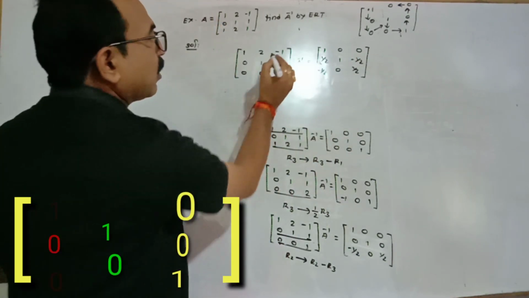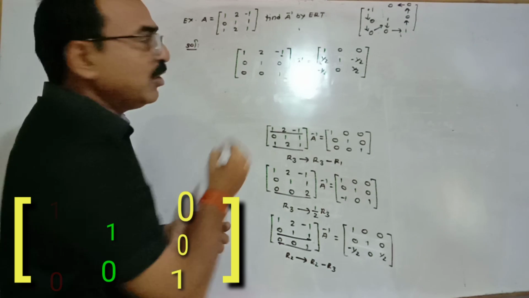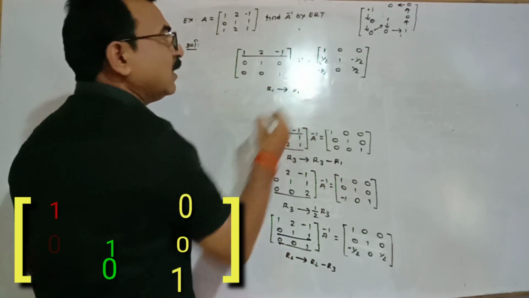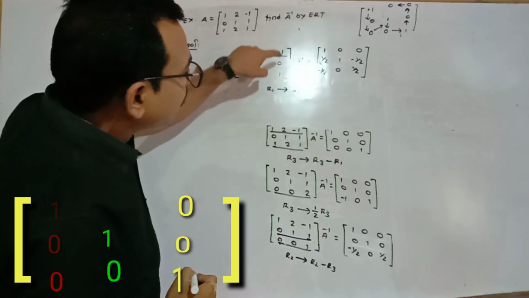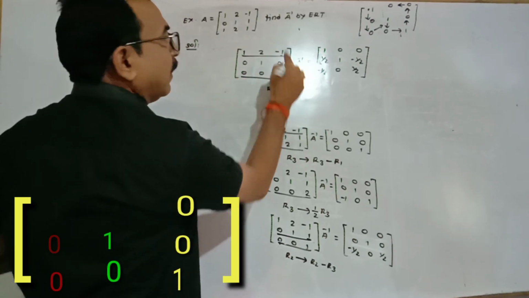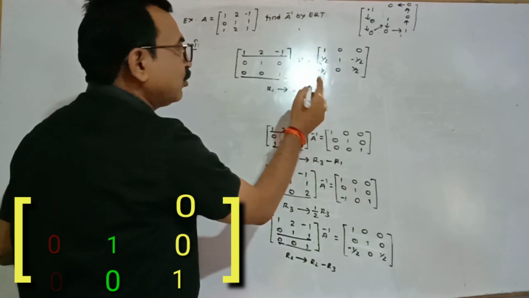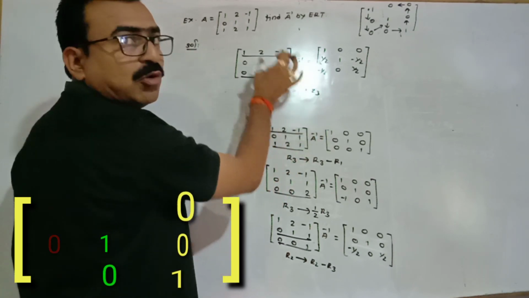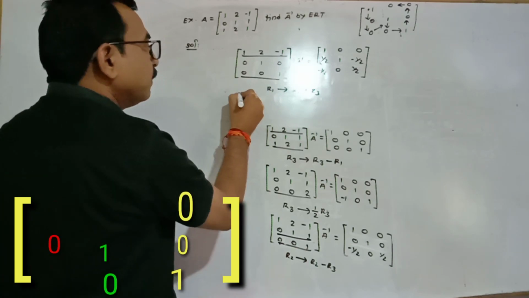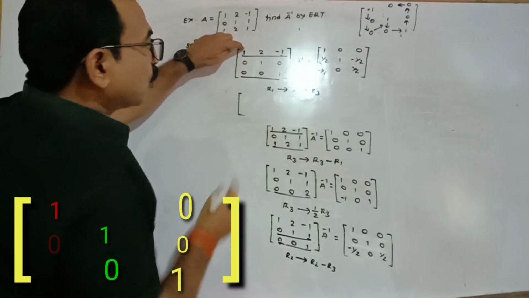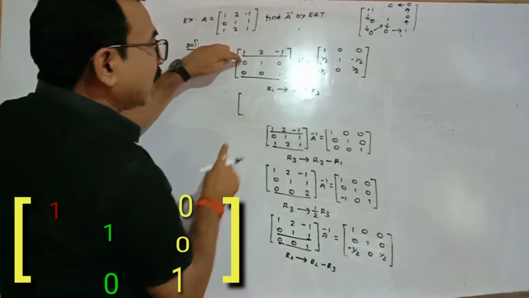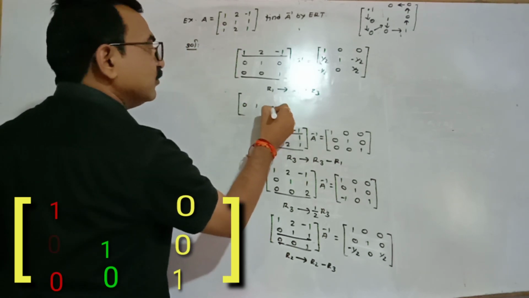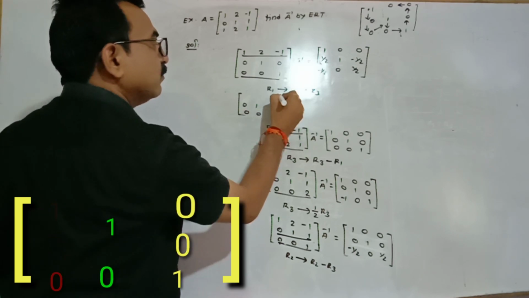Now convert this element into 0. But this element is present in the first row, so row 1 changes. Its corresponding element is 1. Minus 1 plus 1 equals 0, so plus row 3. Now perform this operation on row 1. So here row 1 changes, because of that write down the elements of row 2 and row 3 as they are. That is 0, 1, 0, 0, 0, 1.